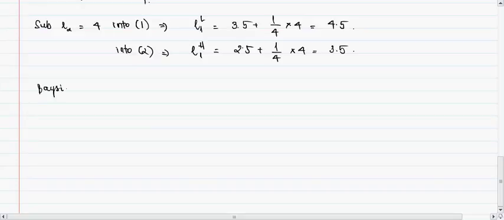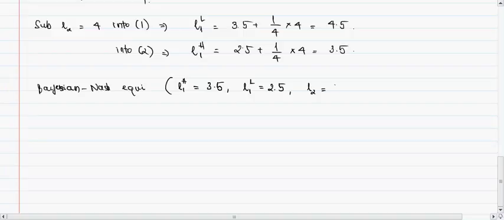So the Bayesian Nash equilibrium is going to be player 1 high equal to 3.5, low equal to 4.5, and player 2 is going to be equal to 4.